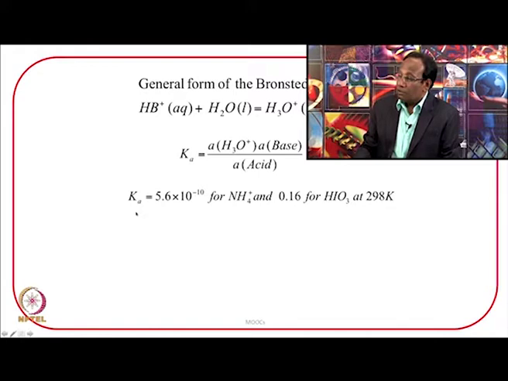Ka is very small, you see 5.6 into 10 raised to the power minus 10 for ammonium ion, and it is high compared to this. 0.16 is very high for HIO3 at 298 Kelvin.